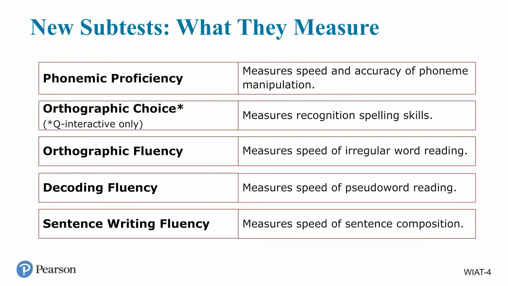Fluency is an important predictor of reading comprehension, and the WIAT-4 includes 3 new subtests that assess fluency: orthographic fluency, decoding fluency, and sentence writing fluency. For the orthographic fluency subtest, examinees read aloud a list of irregular words as quickly as possible during 2 trials that are timed. For decoding fluency, examinees read aloud a list of nonsense words as quickly as possible during 2 trials that are timed. For sentence writing fluency, each item includes a target word and a picture. Examinees write a complete sentence that uses the target word, completing as many items as possible within 5 minutes.